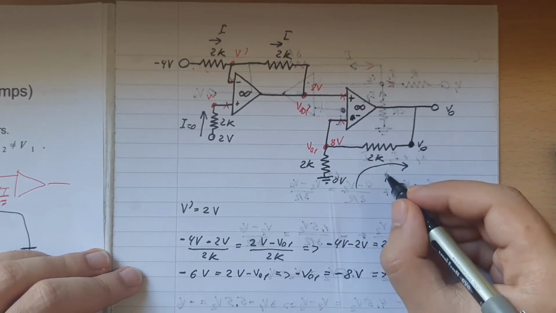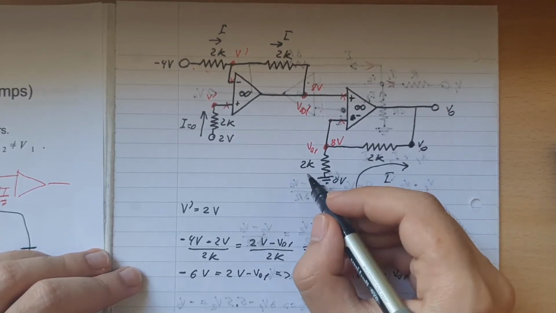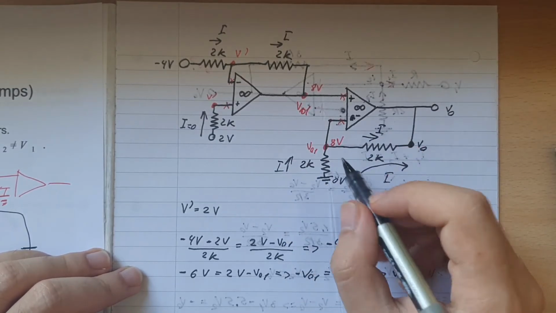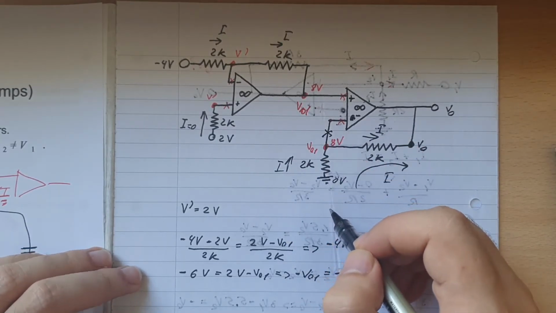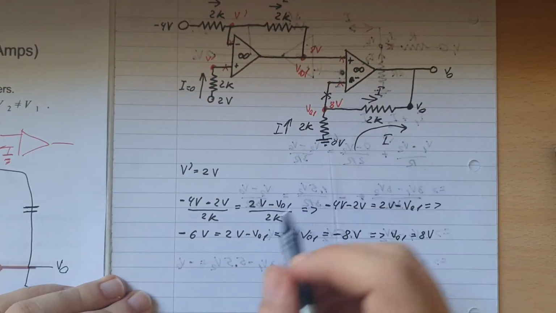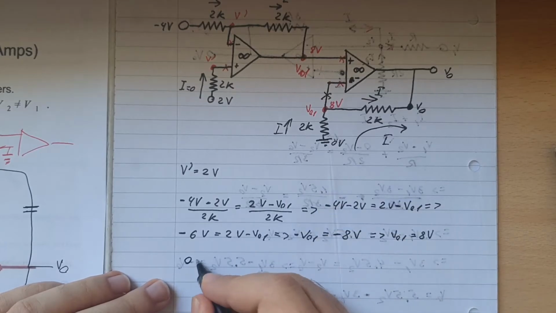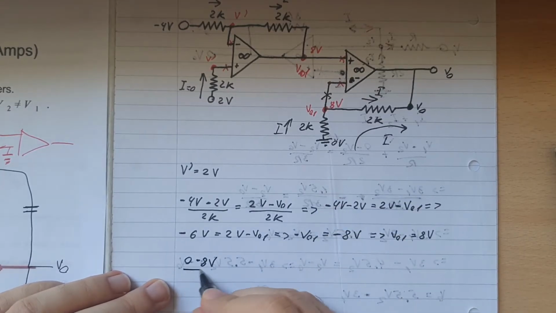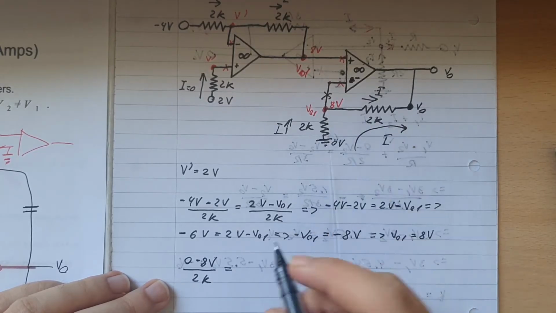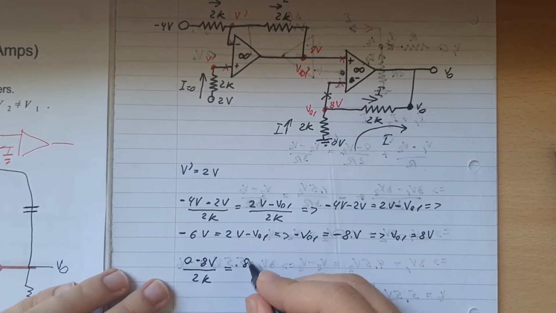So we can still apply Kirchhoff if we wish to, because there will be a current I here, and there will be a current I through here. Remember, there is no current going through here. Alright, so then 0 minus 8 volts divided by 2K is equal to 8 volts minus V out divided by 2K.